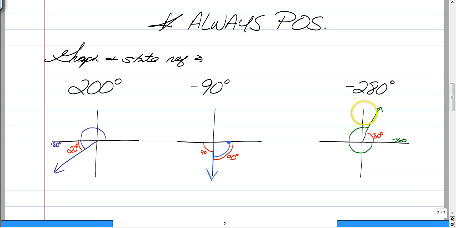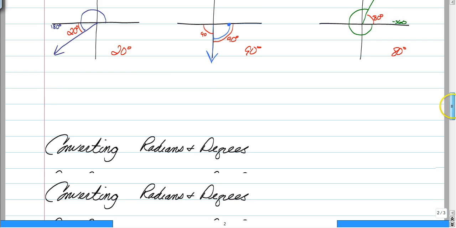Now you can think about it this way: you just went 10 degrees past 270, but then you just subtract that 10 from 90 and you still get your 80 degrees. Okay? So always to the x-axis. Your reference angle was 20 degrees for this one, 90 degrees for this one, and 80 degrees for this one. Okay? That's reference angles. You've got to know it. It's going to be very important in the very near future.